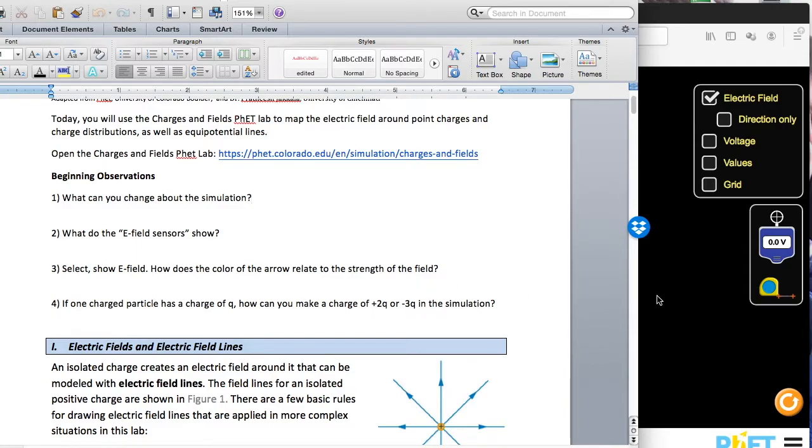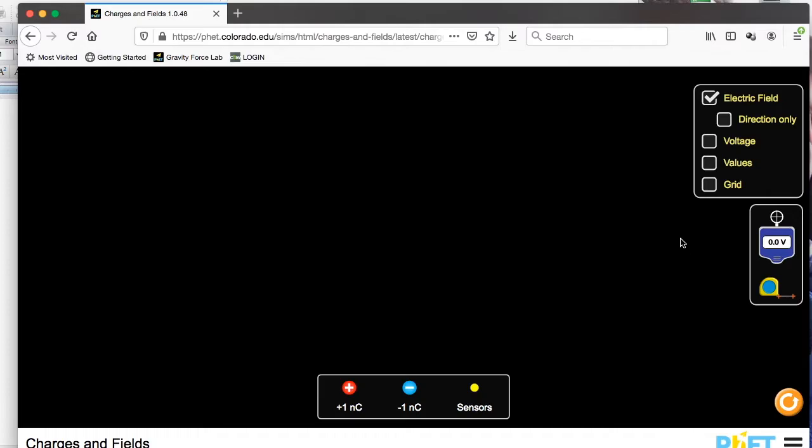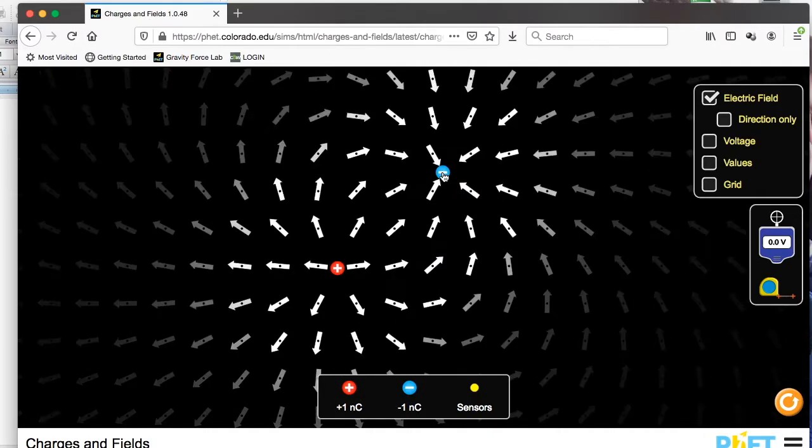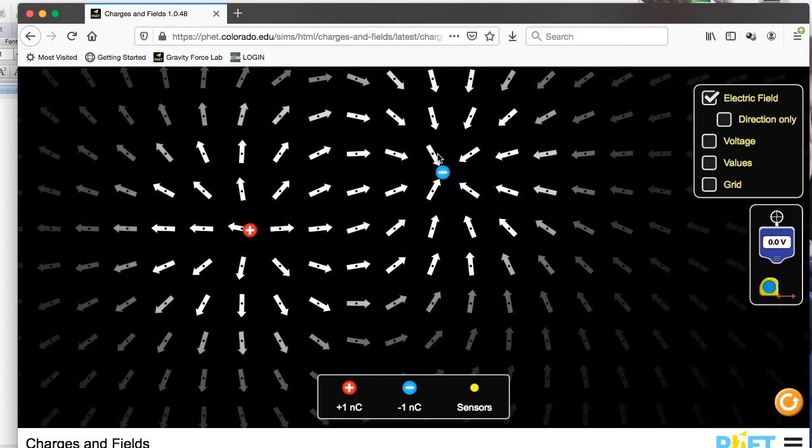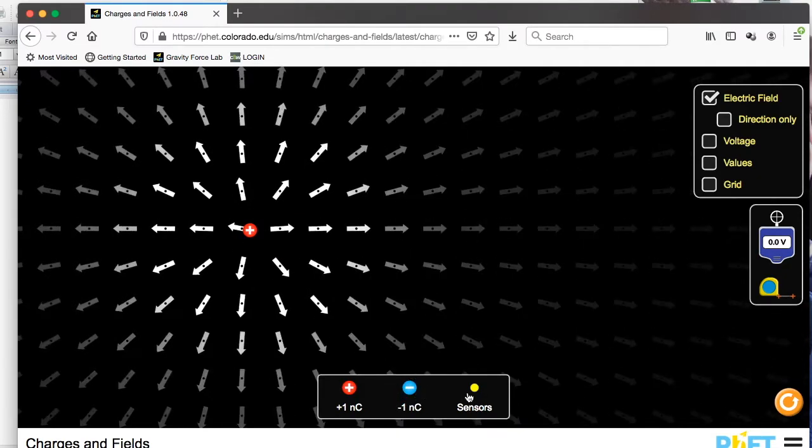So let's go back and say, what can we change in the simulation? Well, I can add charges. Put them in different places. I can move them around. I can take them away. I can add sensors. Here's your E field sensor. What does the E field sensor show? It's showing 2 things. It's showing the magnitude. Notice the arrow gets longer as the field gets stronger and shorter as the field gets weaker. It shows the magnitude and the direction of the electric field.